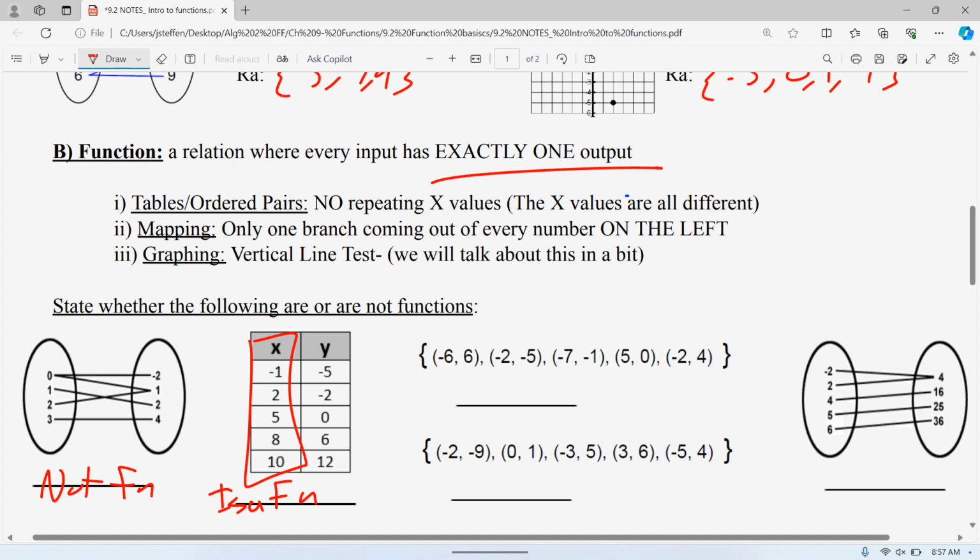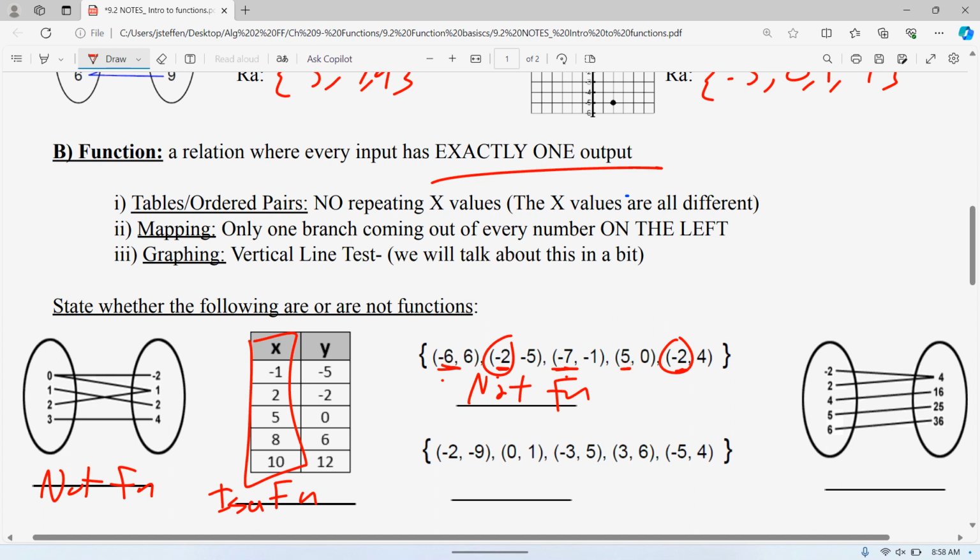Now, I think ordered pairs are the hardest ones, and it's mainly just because it's not organized super nicely, so you just have to go through and make sure you're being careful. A lot of times, I underline my x's. Are there any of those x's that repeat? Yes, the -2. So, -6, -7 goes to -1. 5 goes to the 0. But what does -2 go to? Well, it goes to both a -5 and a 4. That means it's not a function. You cannot go to two outputs from 1 input.